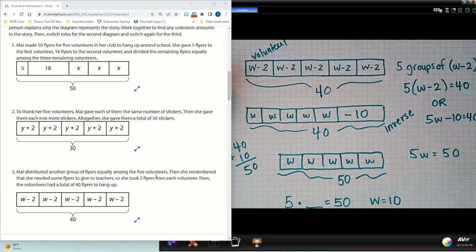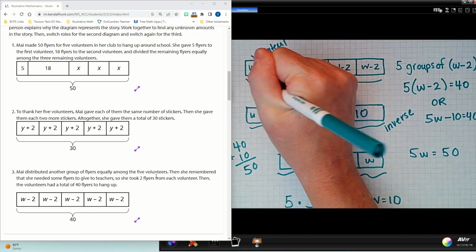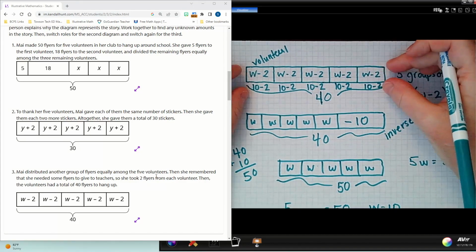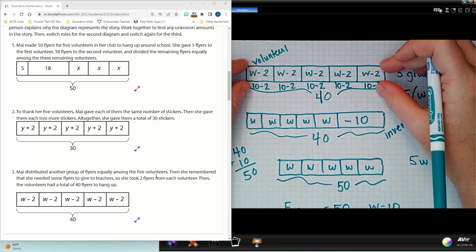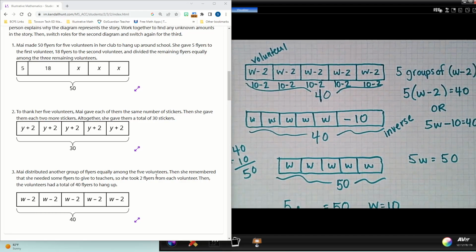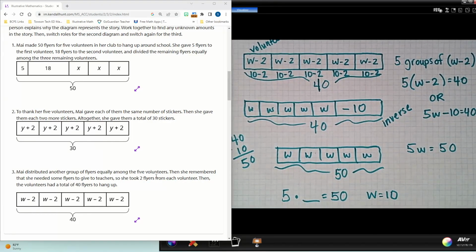Now this one is a little different because it's going to be 10 minus 2 for each volunteer. So each volunteer ended up with 8 flyers, not 10. 10 minus 2. And 8 times 5 is 40. So again, tape diagrams, excellent way to help students with algebra.